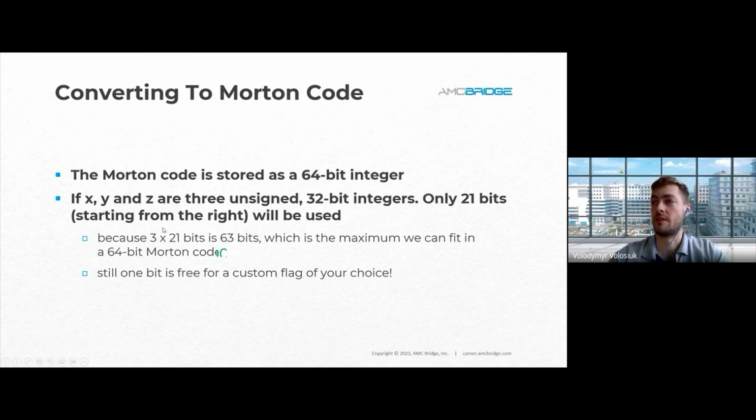Not that difficult, but it has some obvious limitations. For example, if you use a 64-bit integer to store the Morton code, it is obvious that we should limit it to just 21 bits of information that can be encoded into the Morton code in this case. 1 bit can still be used for some custom flag of your choice, but still the range of coordinates is limited, and you need to consider that it will depend on what type is used for the code storage.